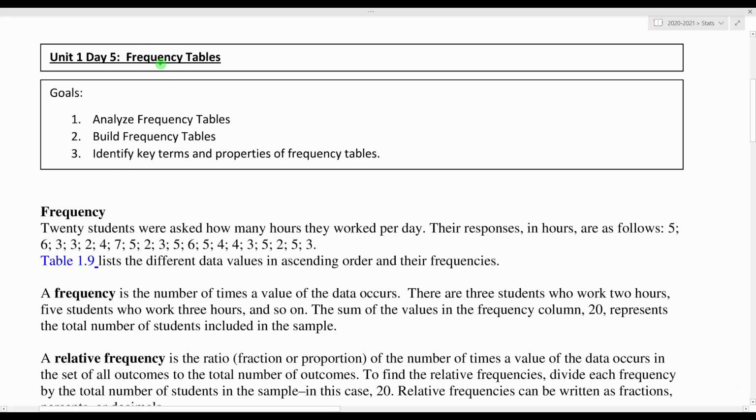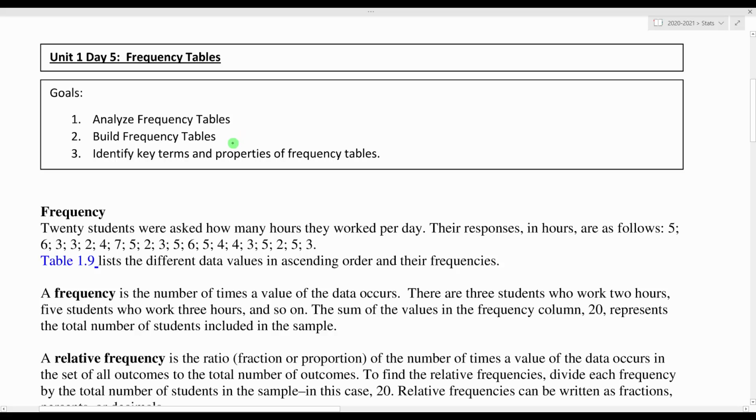Today, we're going to talk about our first method for organizing data once we've collected it. We're going to talk about these things called frequency tables. Our goals today are to be able to analyze frequency tables, build frequency tables, and identify key terms and properties of the frequency tables. There's going to be some vocabulary that surrounds frequency tables, so we'll go through that, and I'll show you how to find those different key terms.